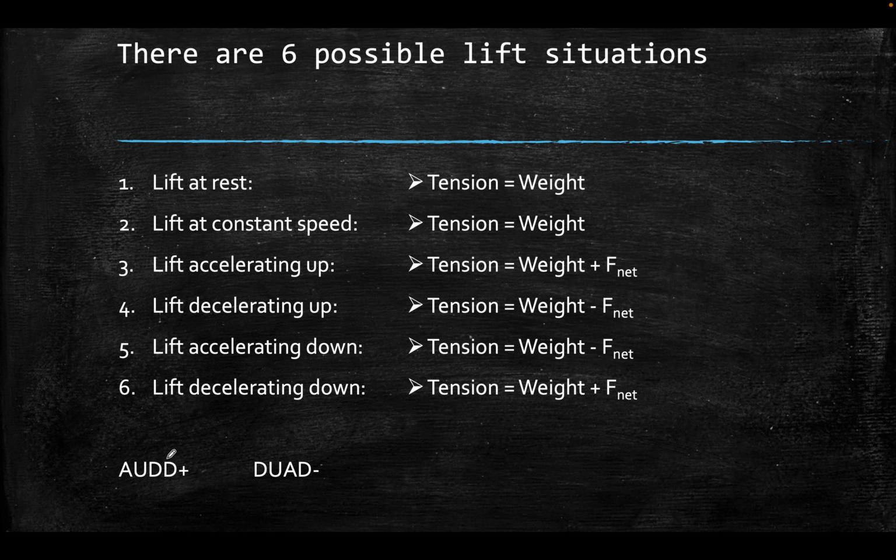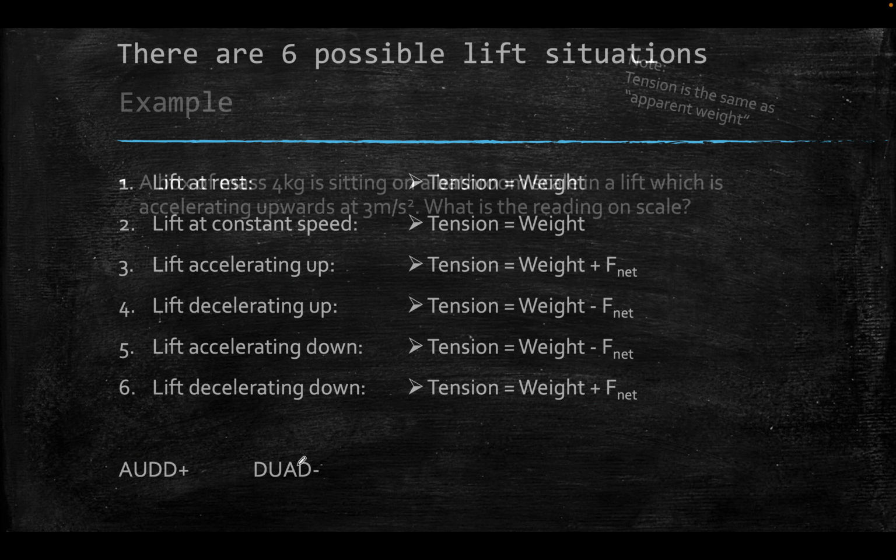So that might be a bit confusing to remember. So what I did was I showed you AUDD is plus, DUAD is minus. Accelerating up or decelerating down, you add. Accelerating up, add. Decelerating down, add. Decelerating up, you will subtract. Accelerating down, you will subtract as well. So this is how you can remember AUDD, DUAD.